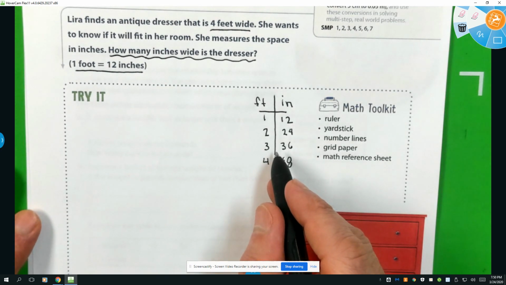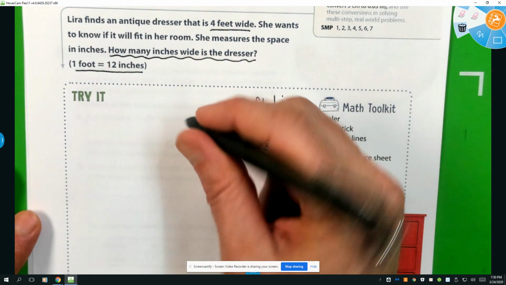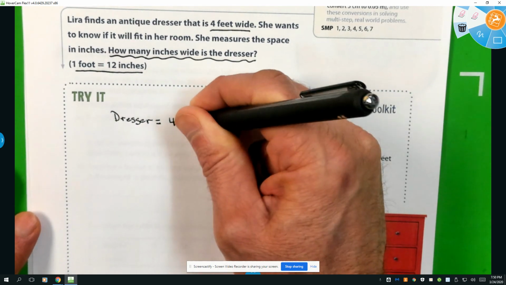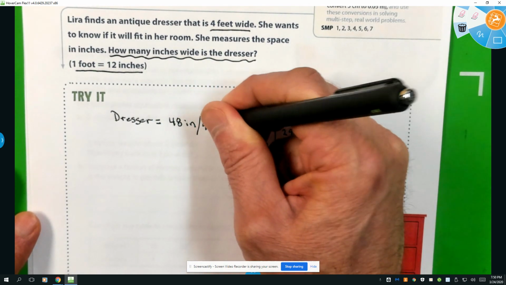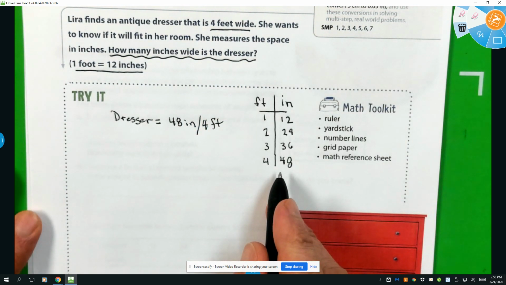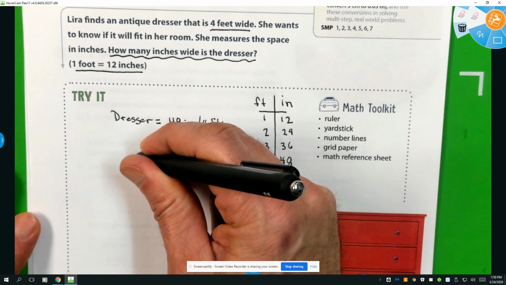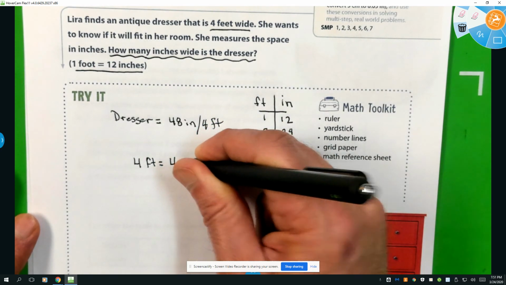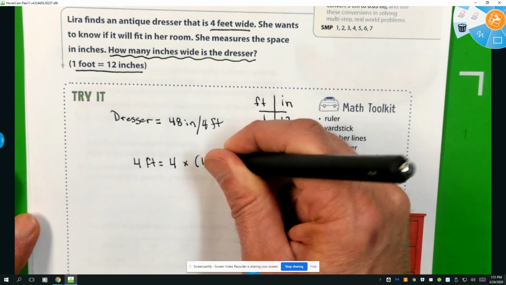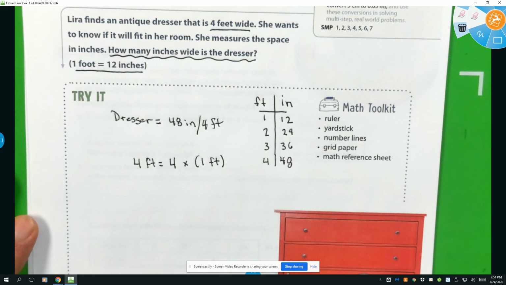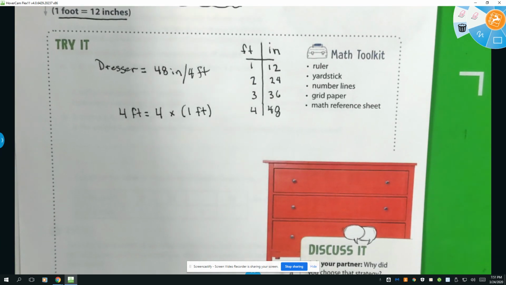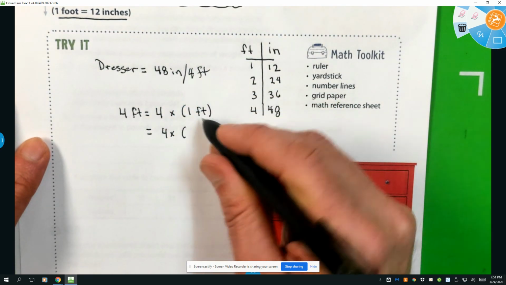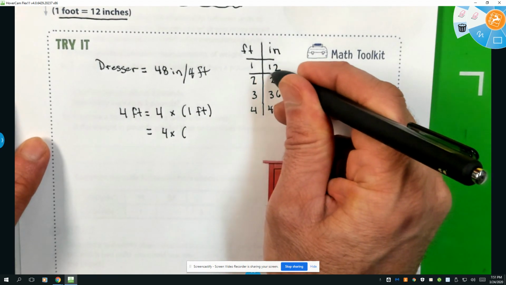So let's do it exactly as we have been doing it all week. So we know that the dresser equals 48 inches, 4 feet, looking here. But let's see if it's right mathematically. Okay, so we're going to take 4 feet equals 4 times, in parentheses, 1 foot. Now this is where we get to make our trades. All right, slide this up a little bit. So that's the same as saying 4 times. Now I'm going to make my conversion. 1 foot equals 12 inches.